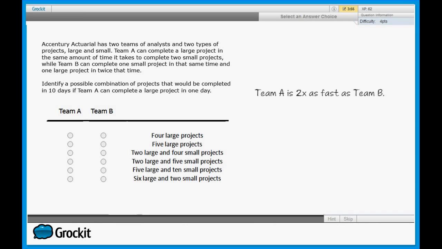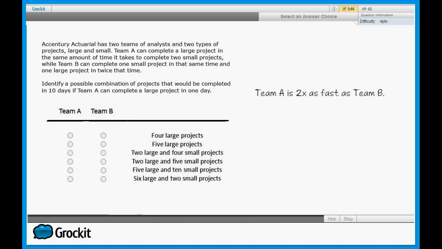Now let's look at the next piece of information, or the question, if you will. We want to find the possible combinations of projects that could be completed in 10 days if Team A can complete a large project in one day. So for Team A, it takes one day to do a large project and half a day to do a small project, since Team A can do two small projects in the same time as it takes to do one large project. For Team B, they can do one small project in a day, and to do a large project would take twice as long as Team A. Since Team A can do a large project in one day, Team B would take 2 days to do a large project.